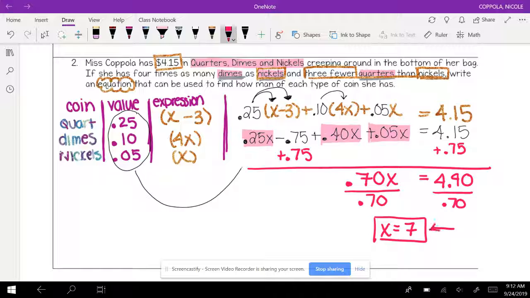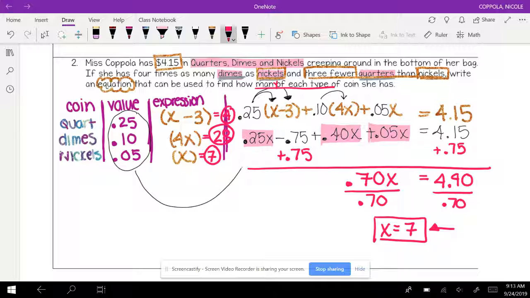I got a whole number here, but what does it represent? That represents the number of nickels. Okay. I did not answer the question because I want to know how many of each that I have. Okay. So to get quarters, I have to do 7 minus 3, which is 4. And then to get dimes, I have to do 7 times 4, which is 28. And so now I know how many of each coin she has.